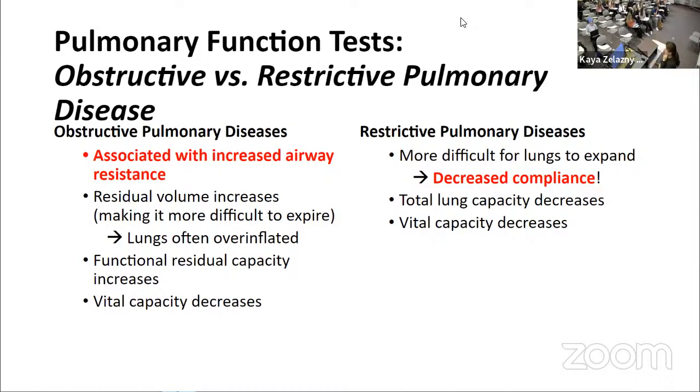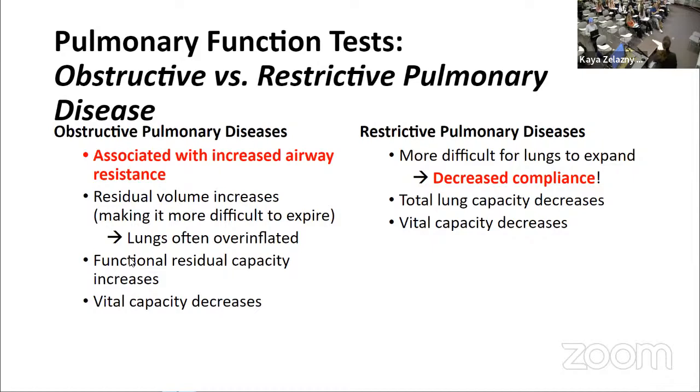Okay, so that overinflation in terms of our lung volumes, lung capacities, we're going to see that our functional residual capacity is going to be going up, right? So we're going to see that air staying in the lungs at the end of our breath. That's our functional residual capacity. Okay? And we're going to see that the vital capacity, so the overall air that we can move, essentially, our vital capacity is going to be decreasing because of that change to the airway.